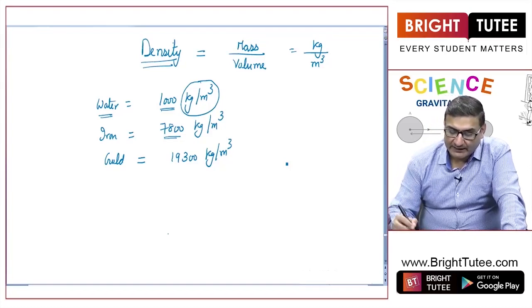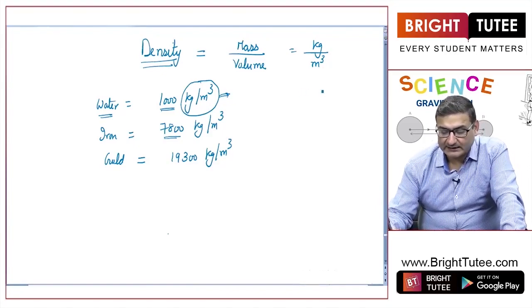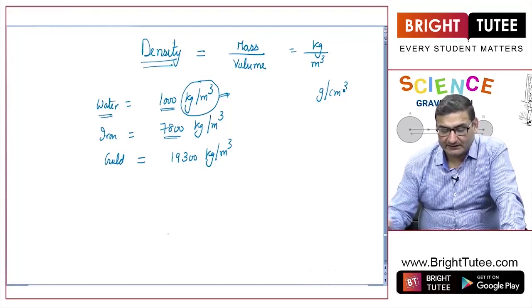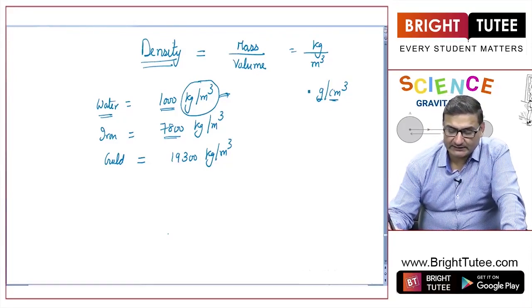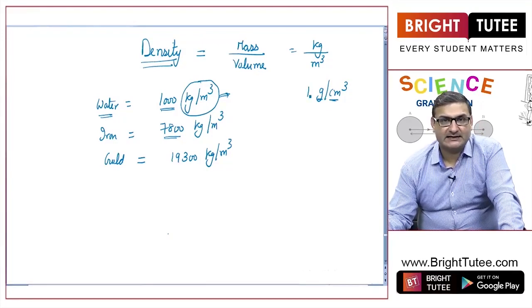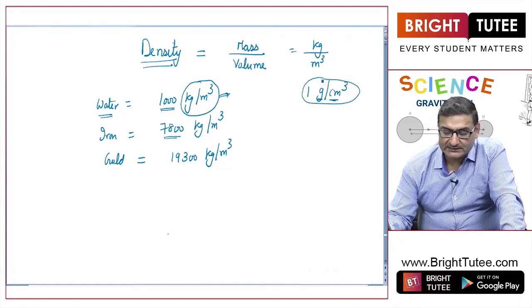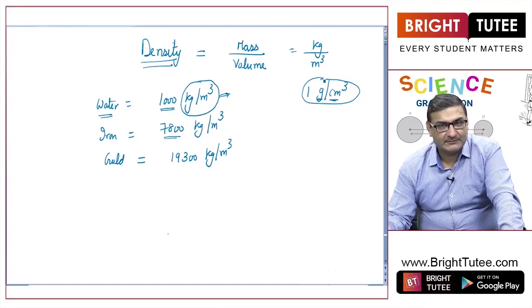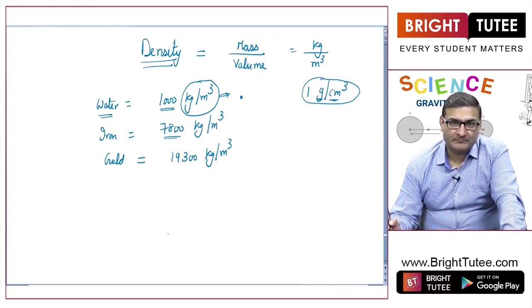Got it? Now, if I need to take a smaller unit, then I can also relate it in terms of gram per centimeter cube, right? I have taken a lower unit of mass as well as a smaller unit of volume, and then the density of water is 1 gram per centimeter cube. Got it? Fine. So, you need to remember that the density of water is 1 gram per centimeter cube or 1000 kilogram per meter cube, right?